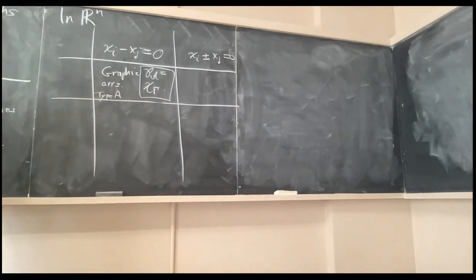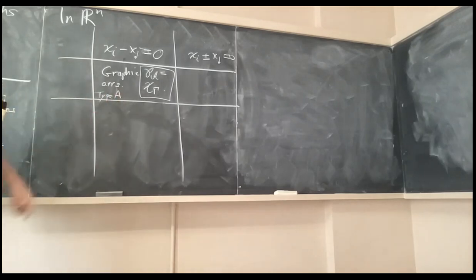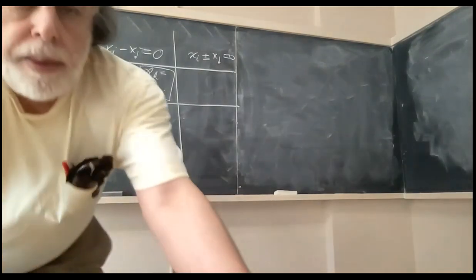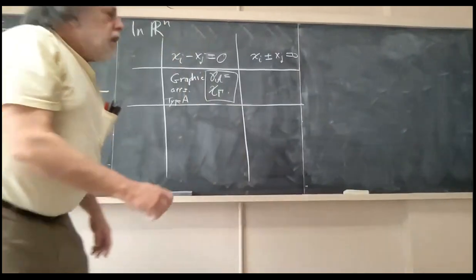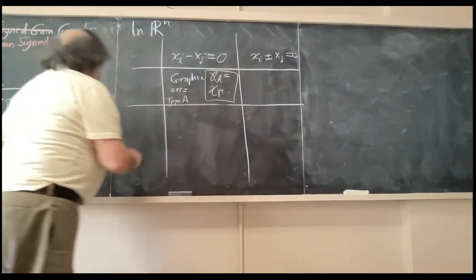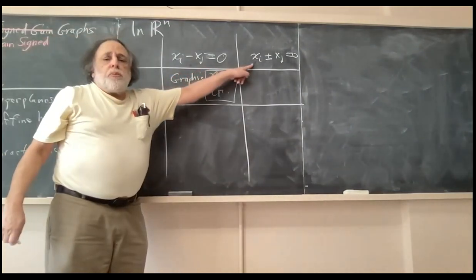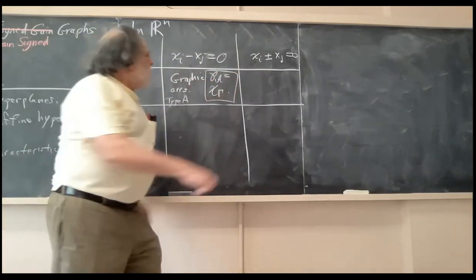Now, another type is if we want to go to the type B root system, for example, or C or D. Some of you know what that is. And what we need there is equations of a more general type. Now, in order to handle these equations with plus signs, we need to put signs on the edges.